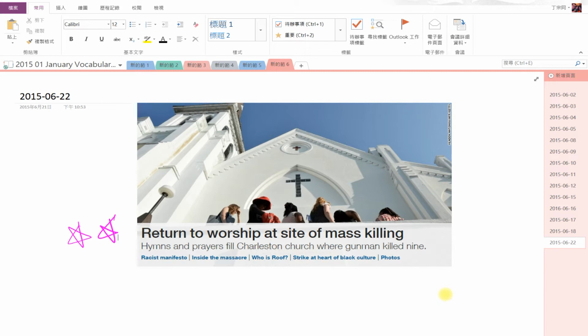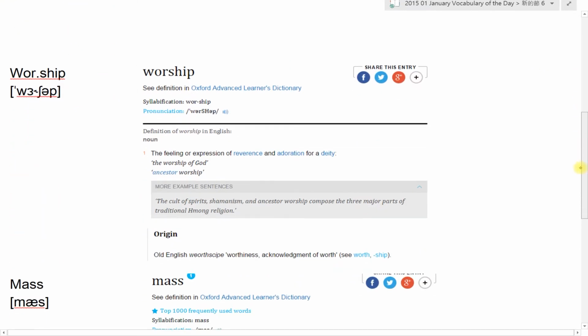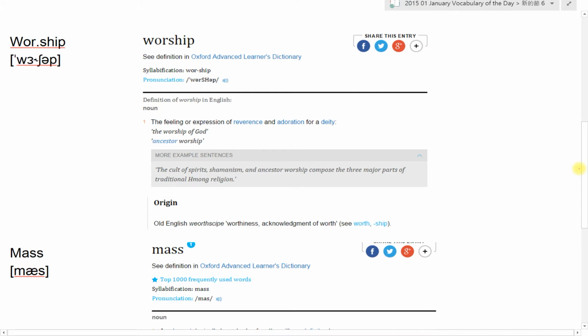And now, let's take a look for the vocabulary I just pronounced, and follow me for the definition and pronunciation by using spelling bee skill. Take a look at the first vocabulary word, worship. Definition of worship in English. Noun, the feeling or expression of reverence and adoration for deity, the worship of God, ancestor worship. More example sentences. The cult of spirits, shamanism, and ancestor worship compose the three major parts of traditional Hmong religion.